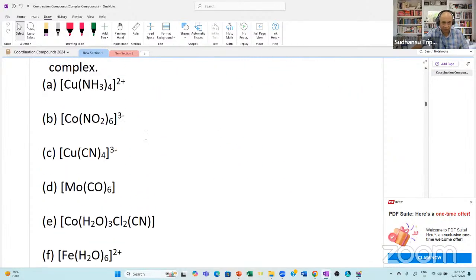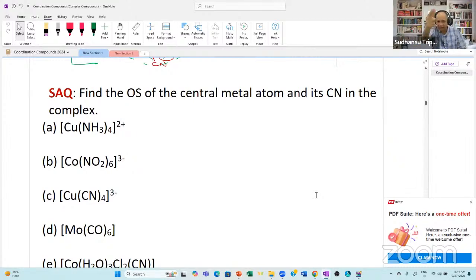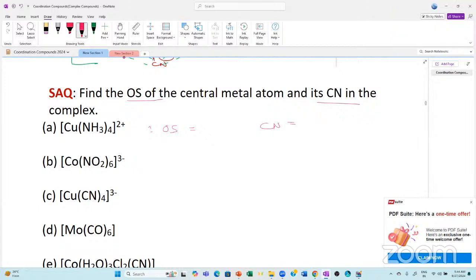Now for you to find out quickly for each one, this is the classwork that we shall do: find out the oxidation state, that is the primary valency as per Werner, and the coordination number of the central metal in the complex, which is called the secondary valency by Werner. So tell me, OS and CN. Quick. 2, 2 and 4.